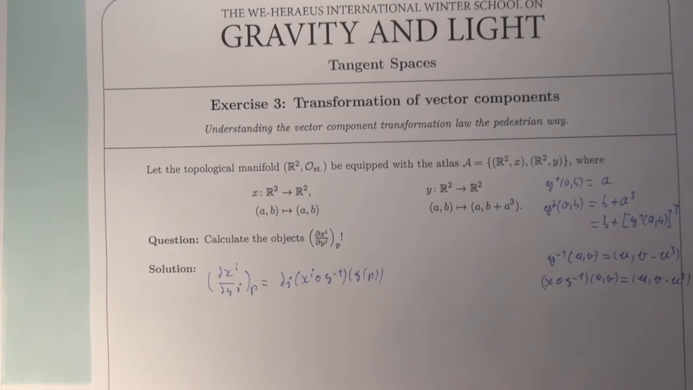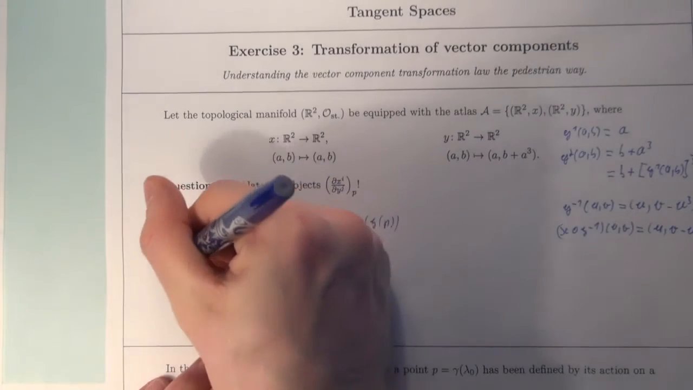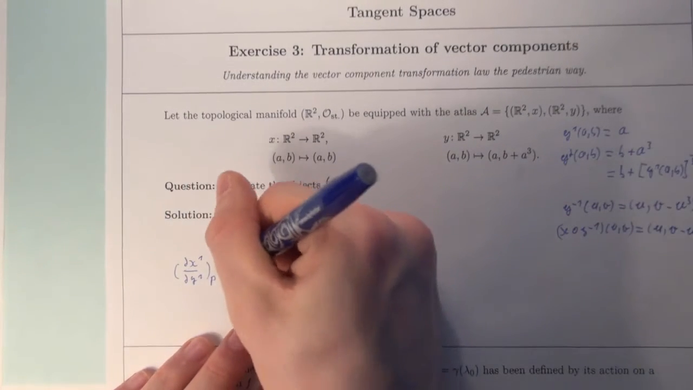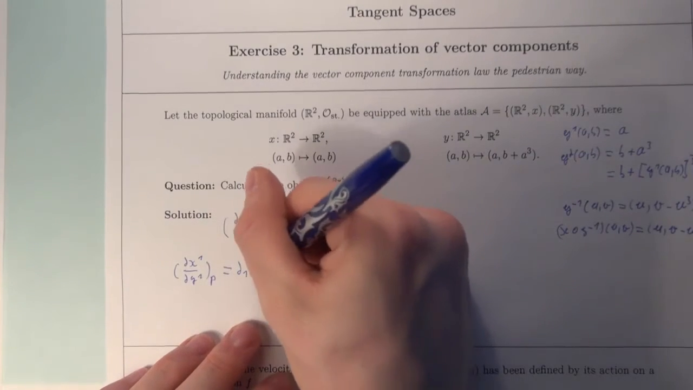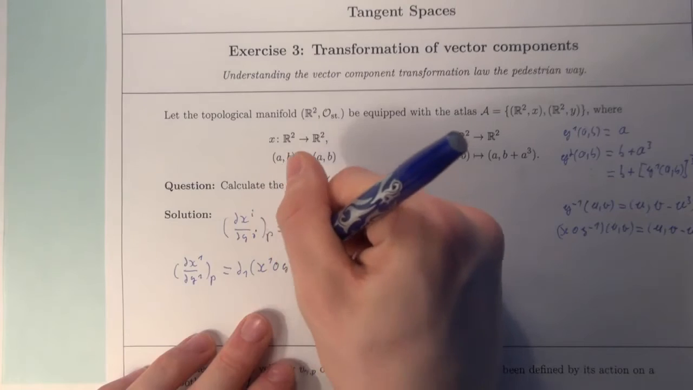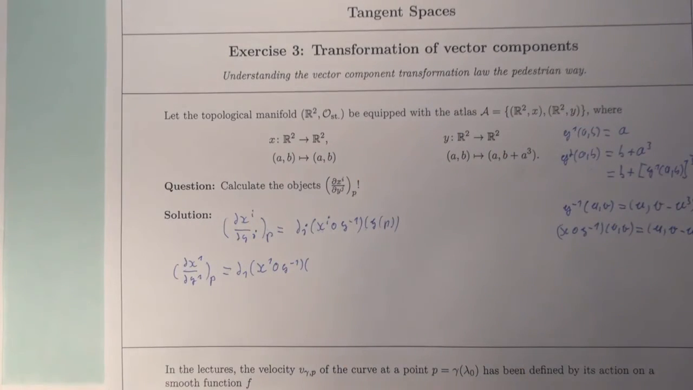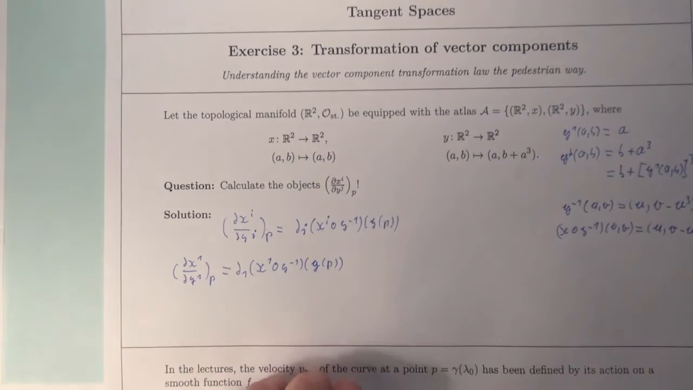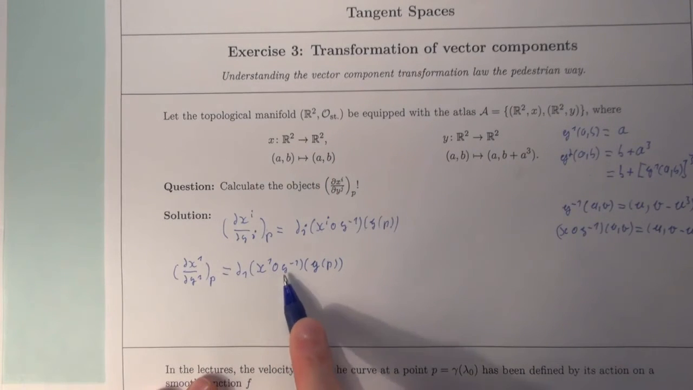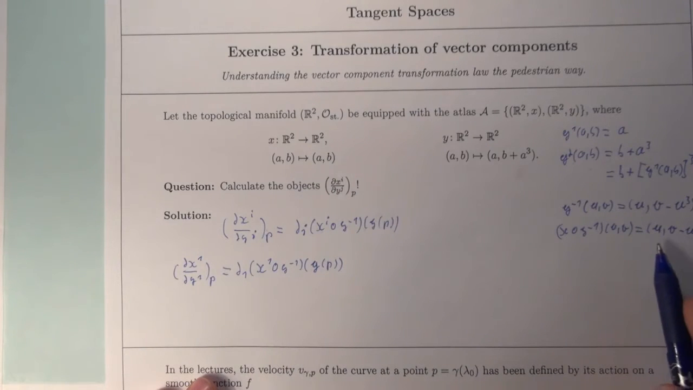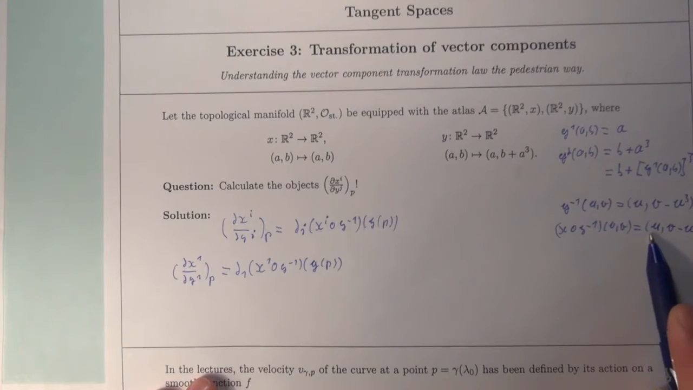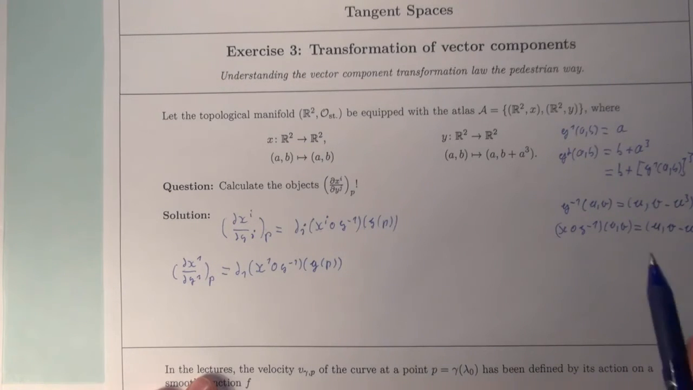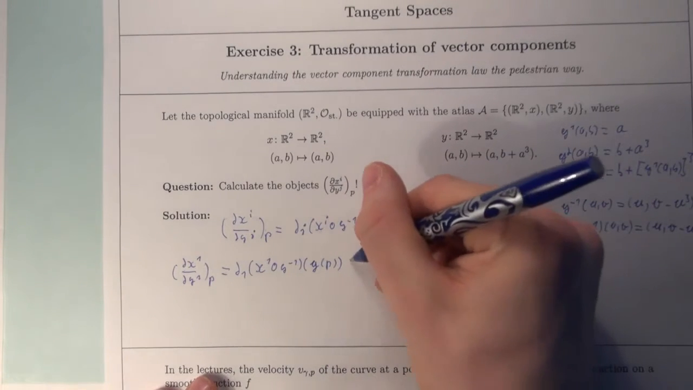Now we can calculate these four objects separately. We can start with del x1 over del y1 at p. This is del 1 of x1 after y inverse at the point y of p. So del 1 of x1 after y inverse means we have to differentiate this function, which just gives u, with respect to the first entry, here u, which yields 1 irrespective of this point. You get 1.